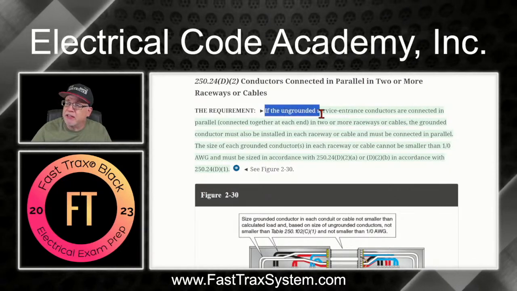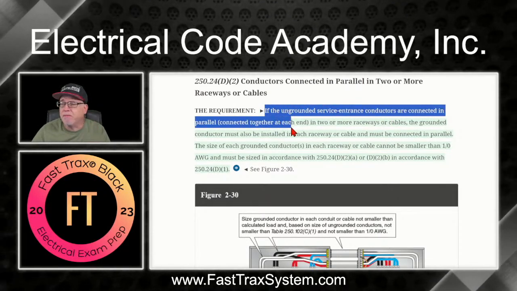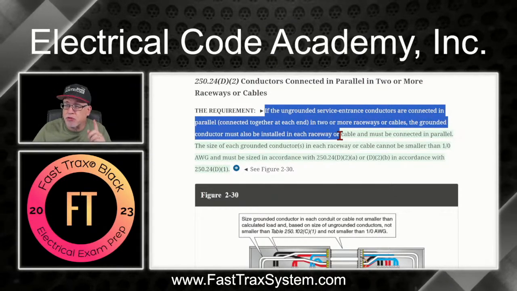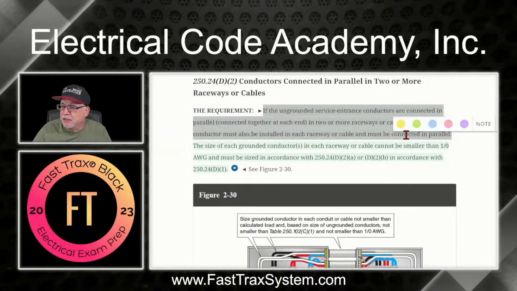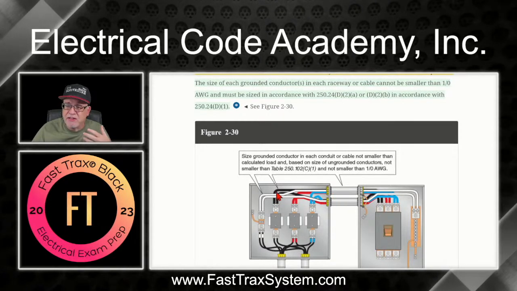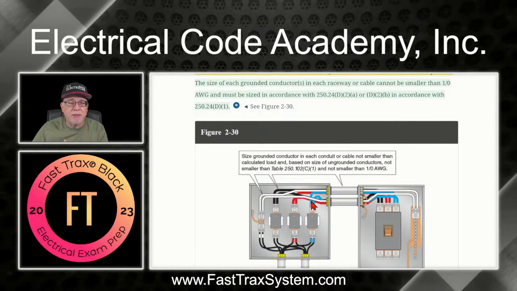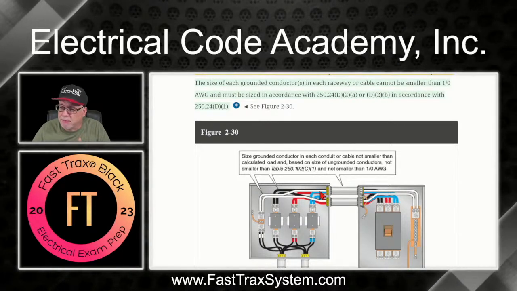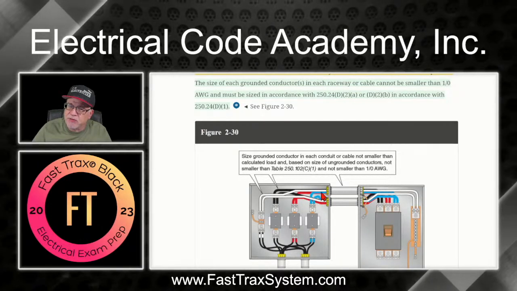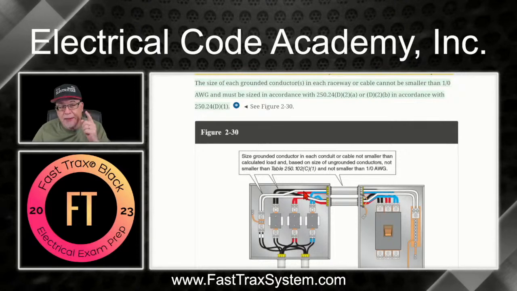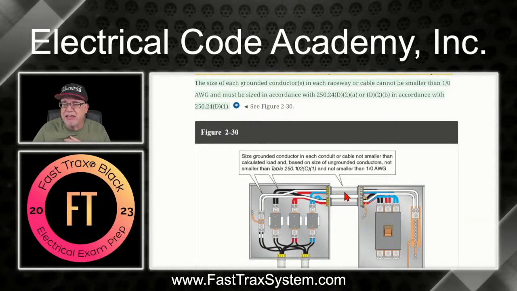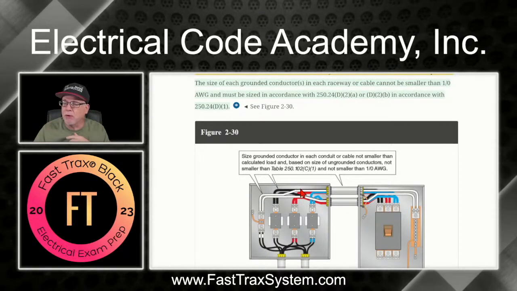So if the ungrounded service entrance conductors are connected in parallel in 2 or more raceways or cables, the grounded conductor must also be installed in each raceway or cable and must be connected in parallel. So again, that rule is basically looking at this illustration. If we're going to be installing these as 2 sets here, and they're being installed in parallel, instead of running them all in one raceway, they're running them in 2 separate raceways, so that's why we're at (D)(2). This grounded conductor has to be sized for each separate raceway. And it's going to be based on the largest ungrounded conductor in each individual raceway. Okay? So that's ultimately what we're going to do.